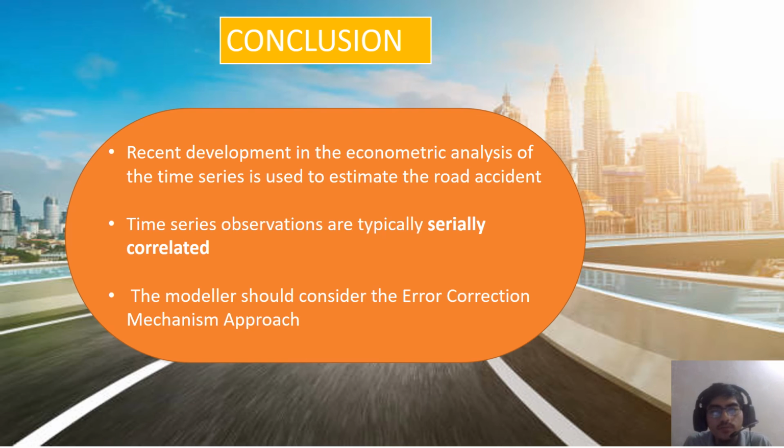For the conclusion, recent developments in the econometric analysis of time series are used to estimate road accidents. But this econometric approach is only suitable for developing a model and identifying the factors that significantly contribute to the model. One of the disadvantages of this approach is that it may not truly represent the actual pattern when forecasting future values, due to the stationarity characteristic of the data series. Time series observations are typically serially correlated. Thus, it is recommended that the modeler consider the error correction mechanism approach for future research.